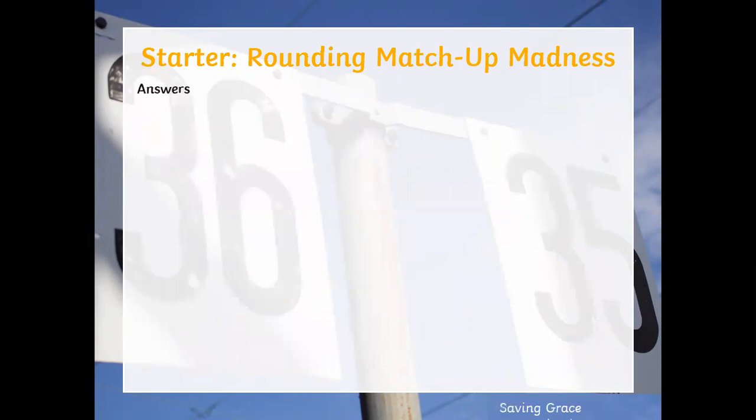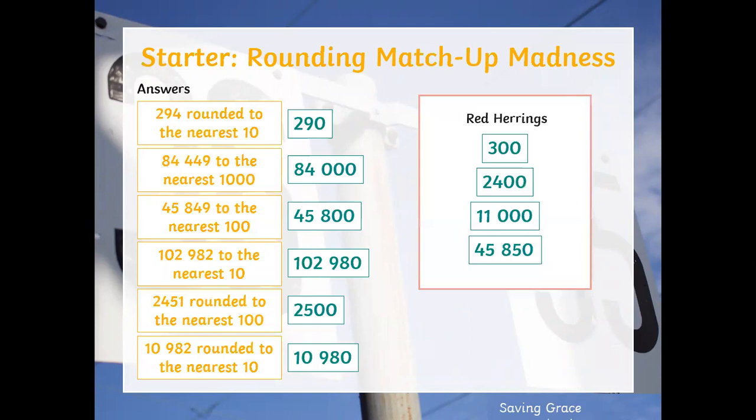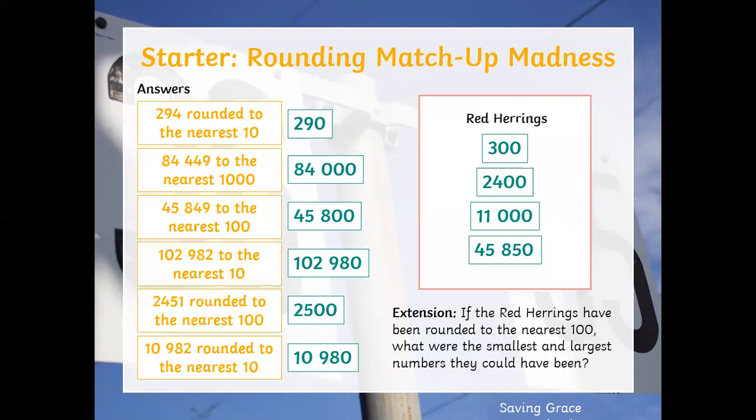Okay, so now they matched up it all. Don't have to go into detail about it. The red herrings were the numbers that were trying to confuse you. Don't worry, you weren't confused, right? Okay. If the red herrings have been rounded to the nearest 100, what were the smallest and largest numbers they could have been?